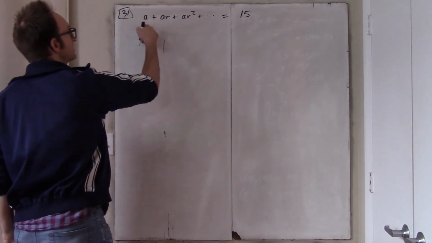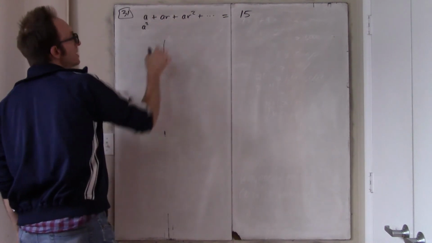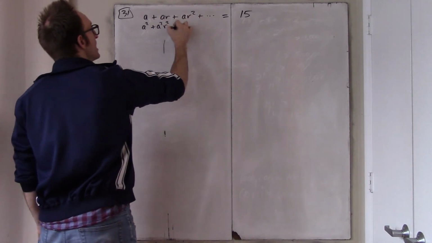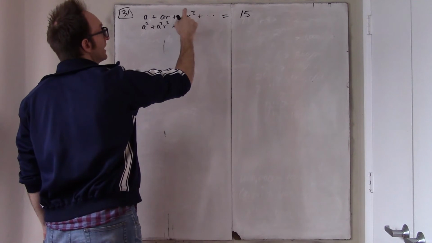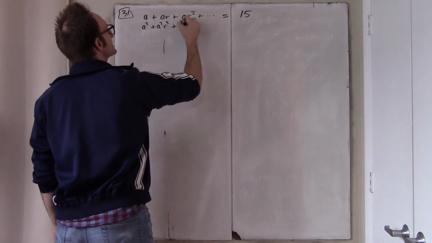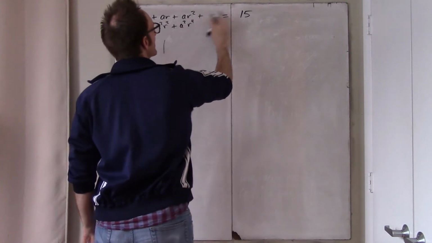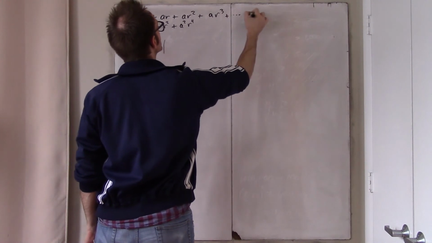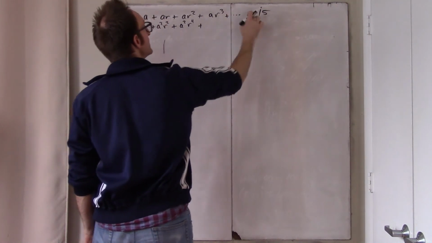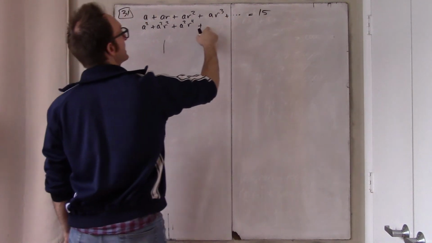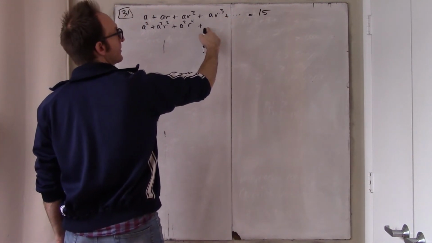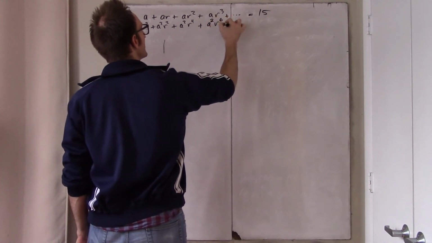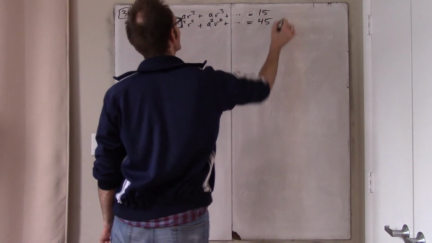Okay, well, what's a squared? Well, it's just a squared. What's ar squared? It's ar times ar, so that's a squared r squared. What's ar squared squared? It's a squared r to the 4th. Maybe I want to throw in even one more of these, because this is ar cubed, and when you square it, therefore, a squared r to the 6th. So I'm squaring every single one of these terms, and when I do that, I get 45.